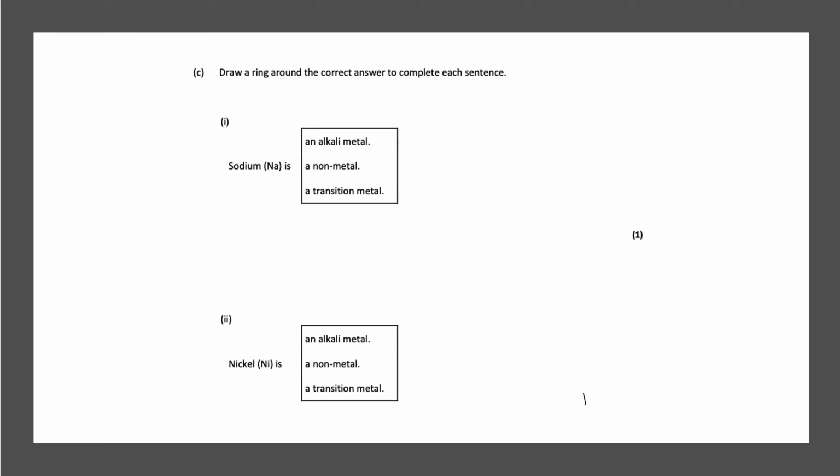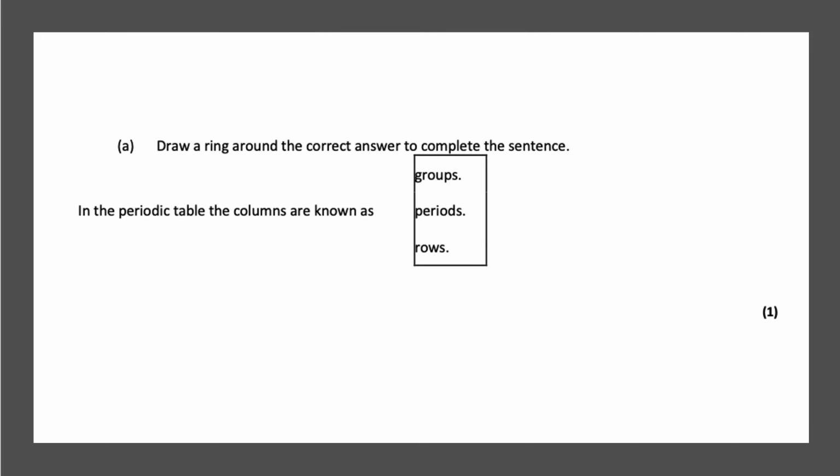Next question, draw a ring around the correct answer to complete each sentence. Sodium, Na, is, remember it comes in group 1, so it's an alkali metal, and that will give you 1 mark. Nickel, this is a transition metal because it comes in the middle of the periodic table, and that will give you 1 mark.